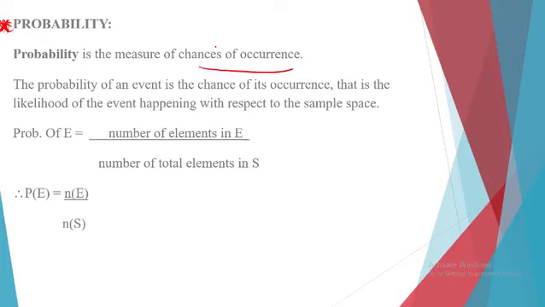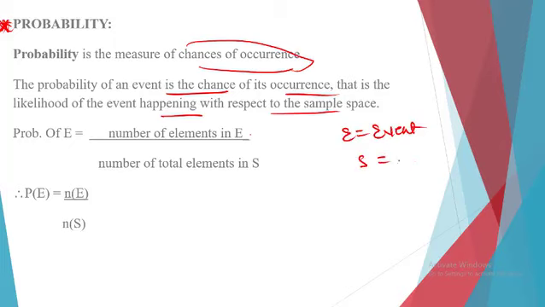Probability is the measure of chances of occurrence. Now the probability of an event is the chance of its occurrence. That is to say, the likelihood of the event happening with respect to what? The sample space. So probability of E is equal to the number of elements in E all over the number of total elements in S. Remember, E is our what? Event. And our S is what? Our sample space. Remember?